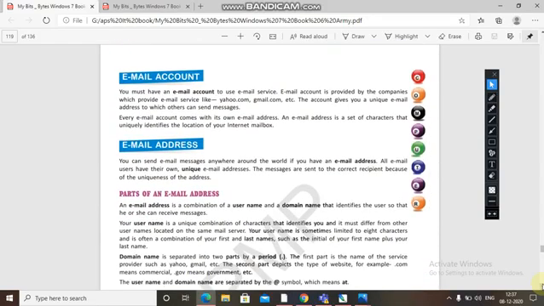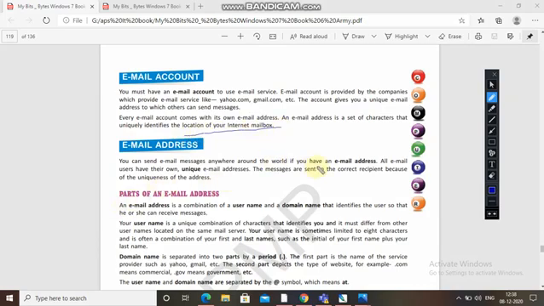Now email account. You must have an email account to use the email service. An email account is provided by companies which provide email service like Yahoo, Gmail, and the account gives you a unique email address to which others can send messages. These all things we had discussed also. Every email account comes with its own email address, and an email address is a set of characters that uniquely identifies the location of your internet mailbox. So this is email account.